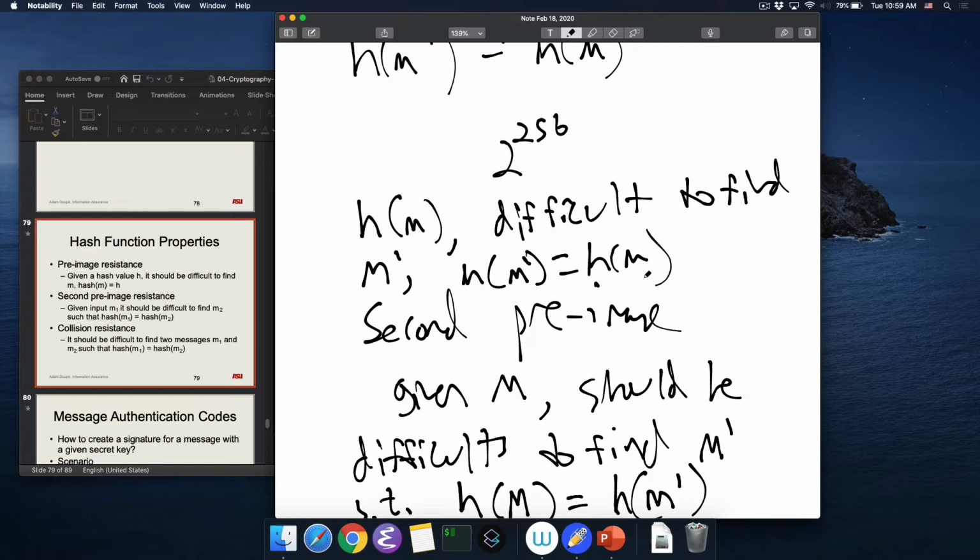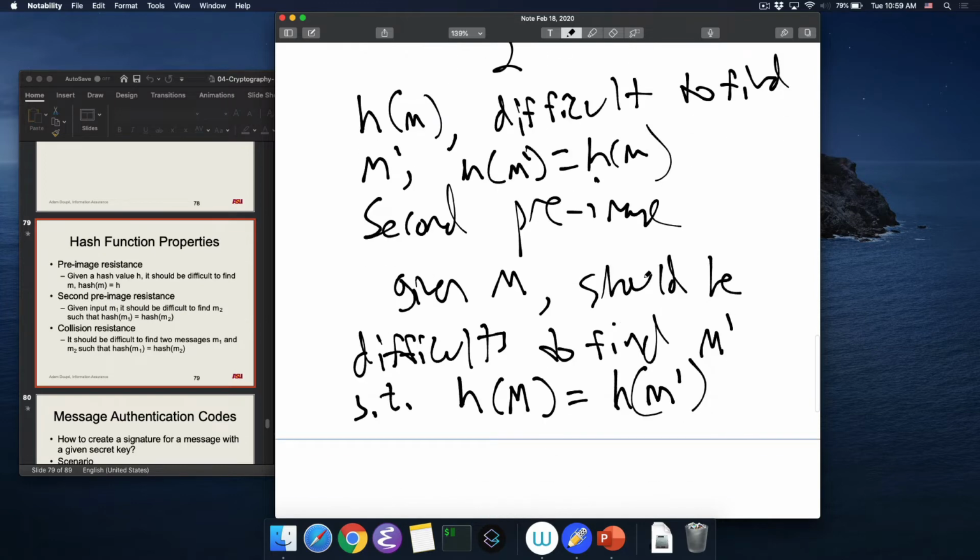But we want that from our hash function. If it was very easy to derive and go backwards, we'd have a big problem. Okay.